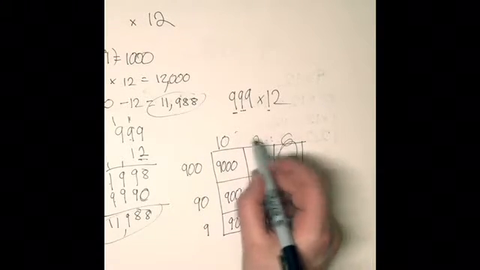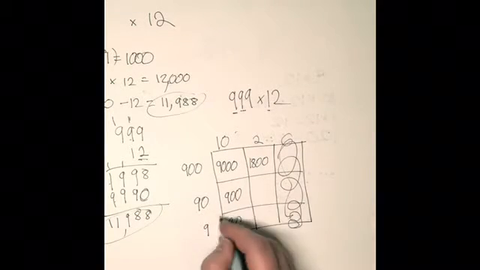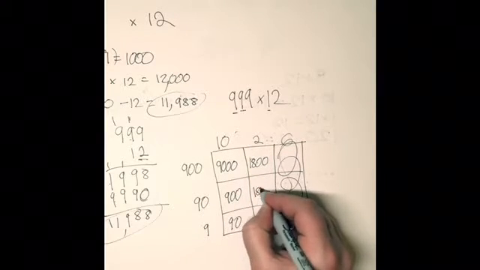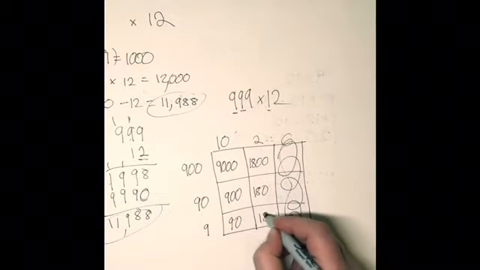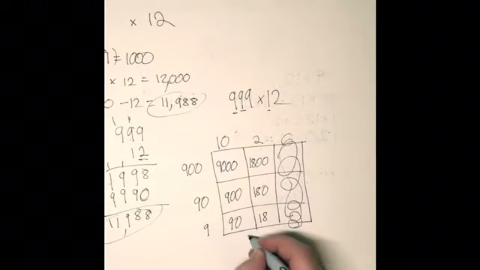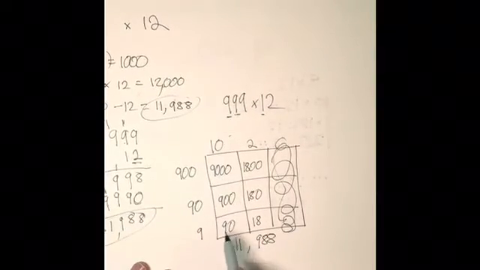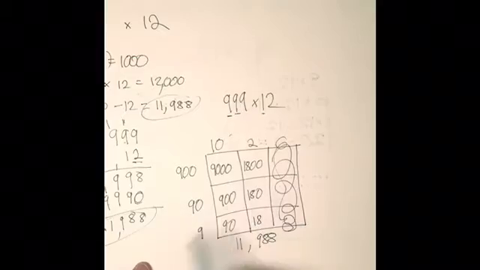900 times 2, they could see that 9 times 2 is 18, and add those zeros would be 1,800. 9 times 2 is 18, and add 1 0 would be 180. And 9 times 2 is 18. Adding those all up together, and they would get 11,988. And that would be an easy way for students to keep track of all the place values that there are in this problem by writing it out in a table.